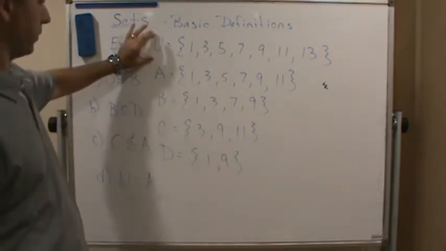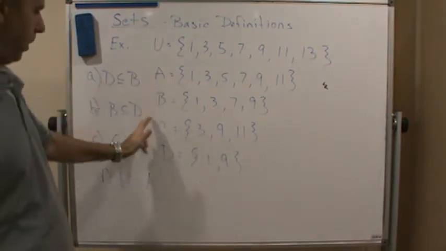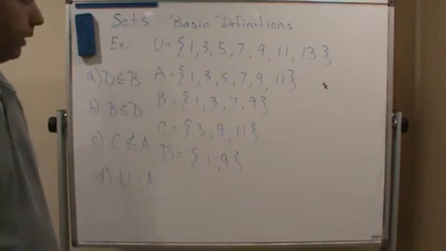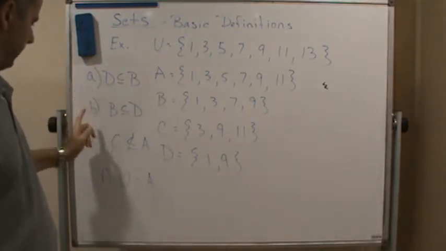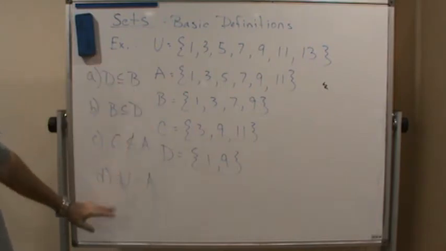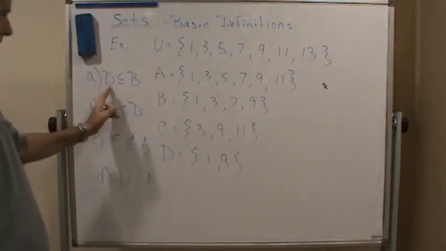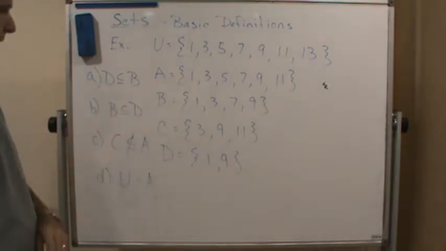So here's the universal set, U. And then here are four other sets, A, B, C, and D. Okay, and so in this case, I'm going to ask some questions. I wrote down A, B, C, D here. So here's some relationships that I wrote down, and we want to see if these relationships are true or false. So the first one says D is contained in B, or D is a subset of B.